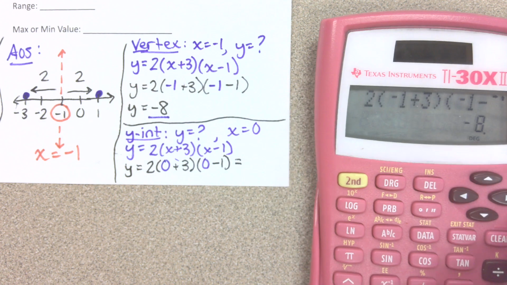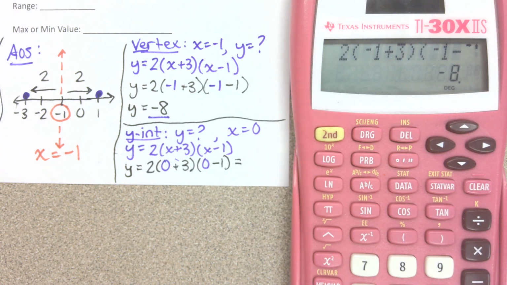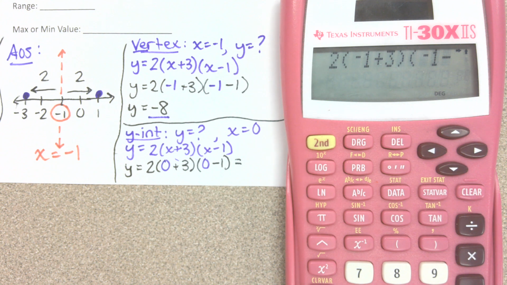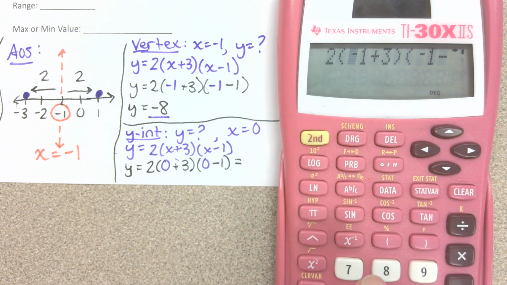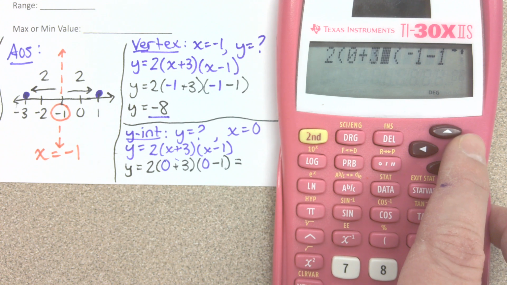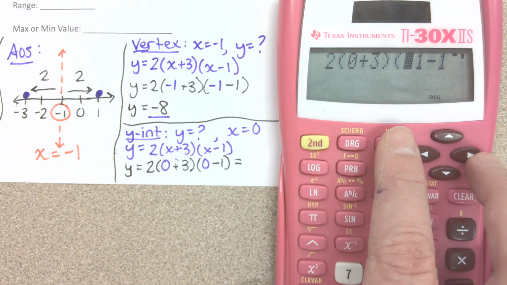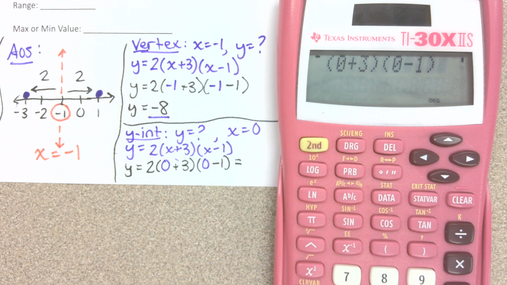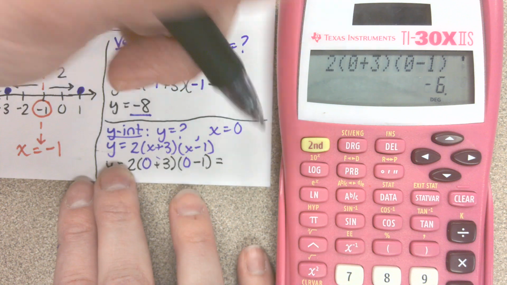What I love about these calculators, and the white ones do it too, is you can use the up arrow and edit the line you just typed. So now you don't have to retype it by hand unless you want to. I need to delete the negative sign and turn that 1 into a 0. So now I have 2 times 0 plus 3. Again, delete the negative, turn that into a 0 minus 1. Hit enter, should get -6.